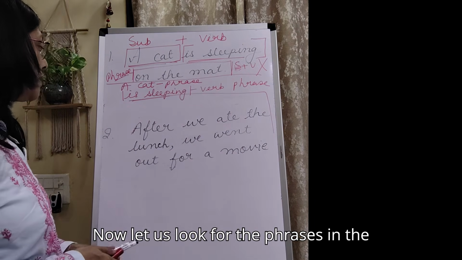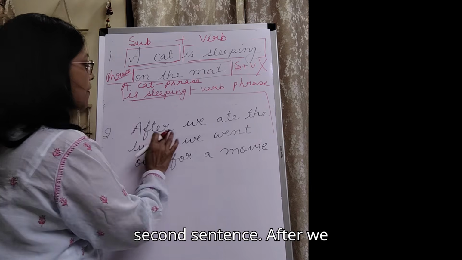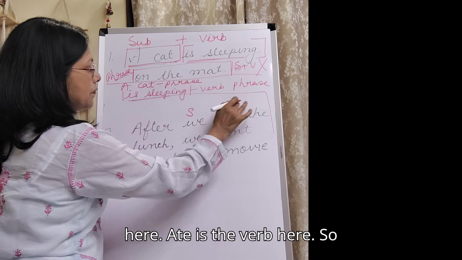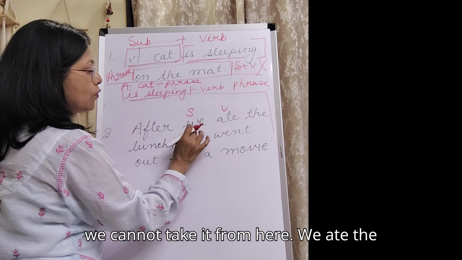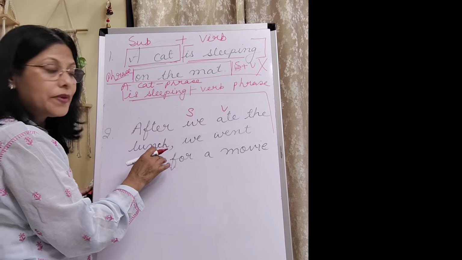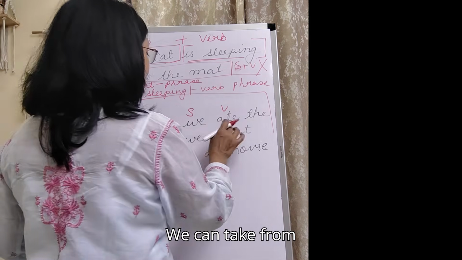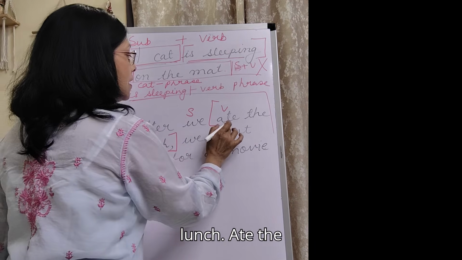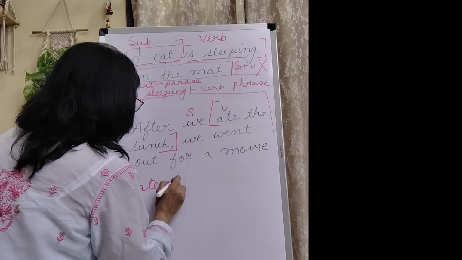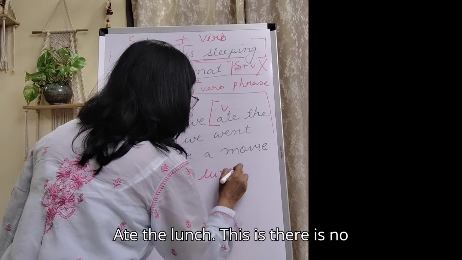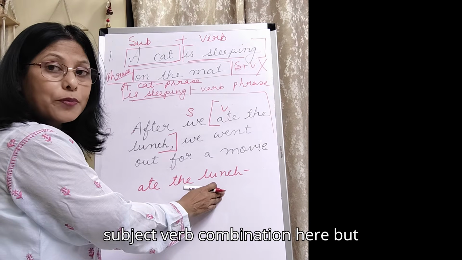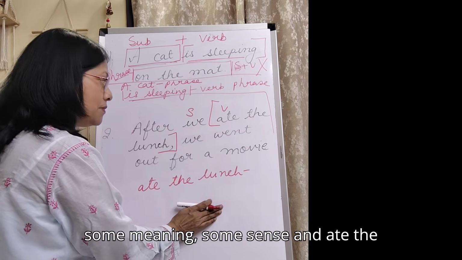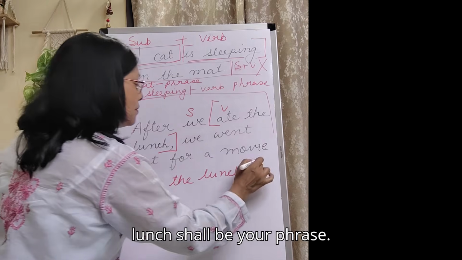Now let us look for the phrases in the second sentence. After we ate the lunch. We is the subject here. Ate is the verb here. So we cannot take it from here. "We ate the lunch" cannot be your phrase. We can take from here: "ate the lunch". There is no subject and verb combination here, but this is giving you some meaning, some sense, and "ate the lunch" can be your phrase.